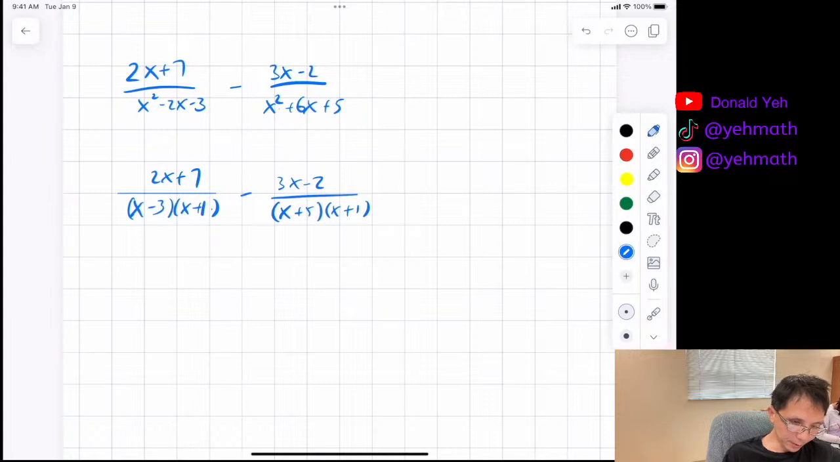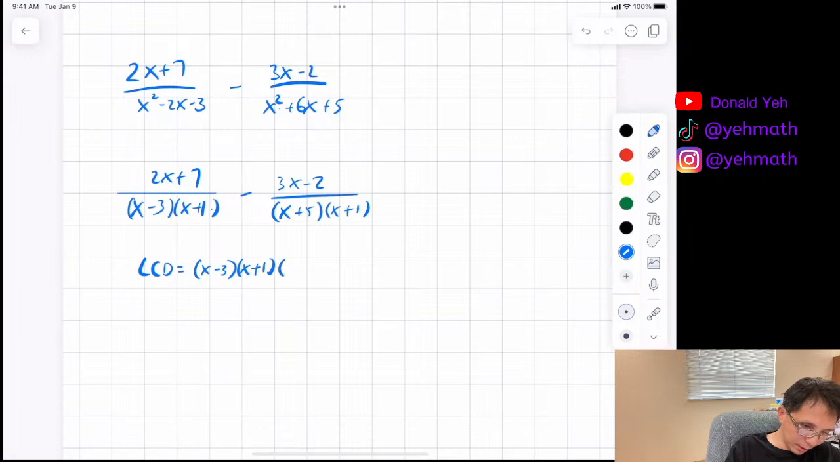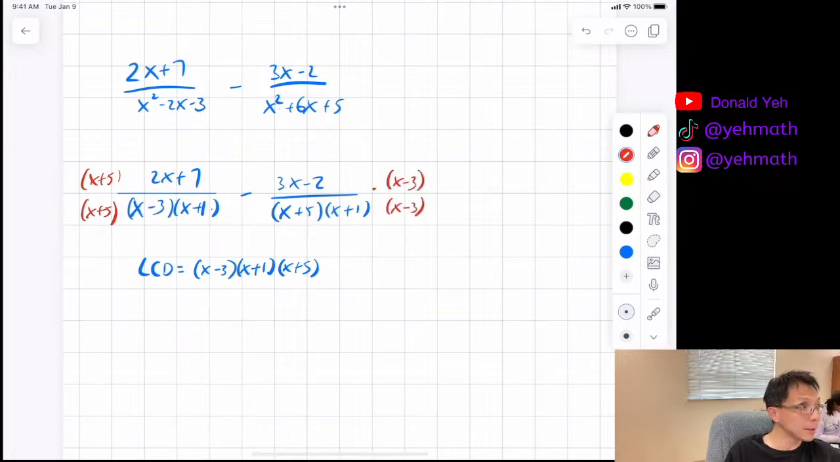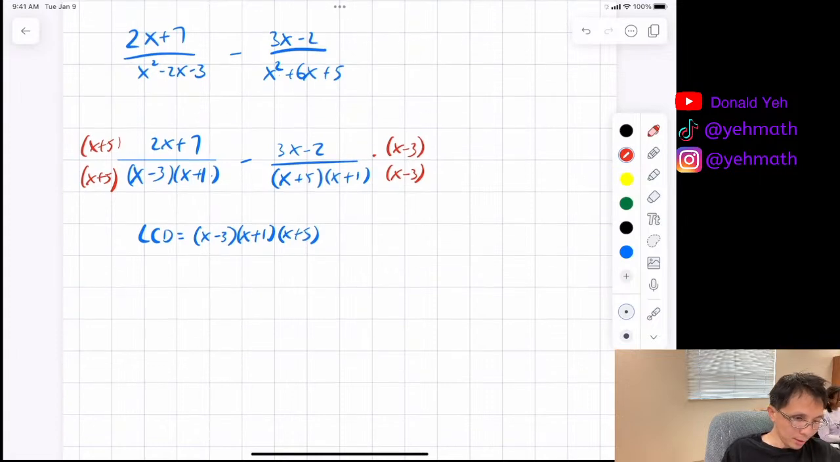If you get to this part, you're going to determine what's the least common denominator. So that's going to be x minus 3 times x plus 1 times x plus 5. So I'm missing x plus 5 here, and I'm missing x minus 3 here. Did I make any simple mistake here? Just factoring wrong, sorry. So you double check everything.